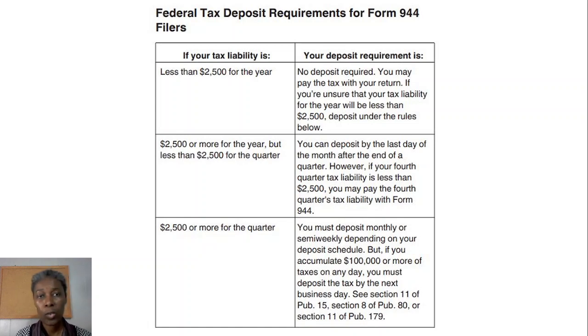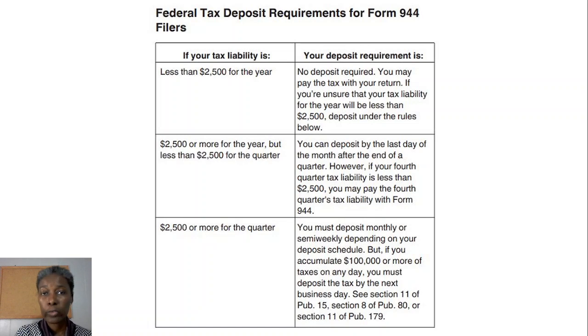But if your 2023 Form 944 tax liability line 9 is going to be $2,500 or more for the year, but less than $2,500 for the quarter, you can deposit by the last day of the month after the end of that quarter. However, if your fourth quarter tax liability is less than $2,500, you may pay that fourth quarter with your Form 944.